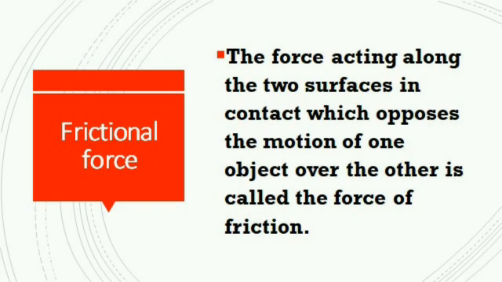In this chapter you can learn only about friction up to this level. In the next lesson we will discuss everything in detail. What is the origin of friction, everything we will discuss in our next chapter. For this chapter it's not needed. Let me repeat. The force acting along the two surfaces in contact, which opposes the motion of one object over the other, is called the force of friction. Frictional force always opposes the motion of the moving object.